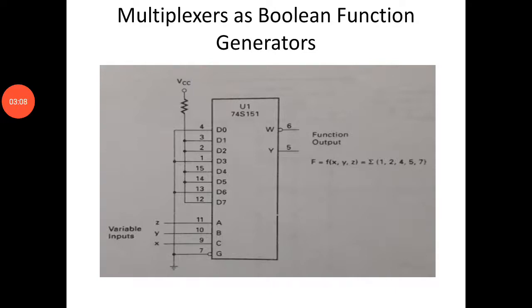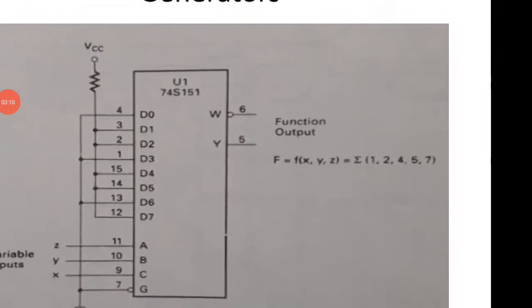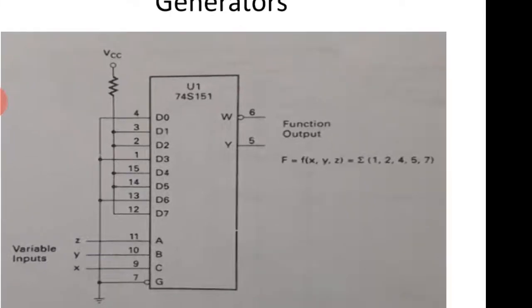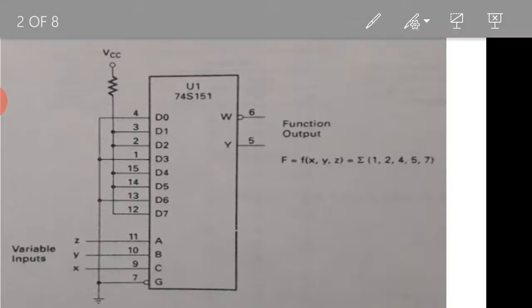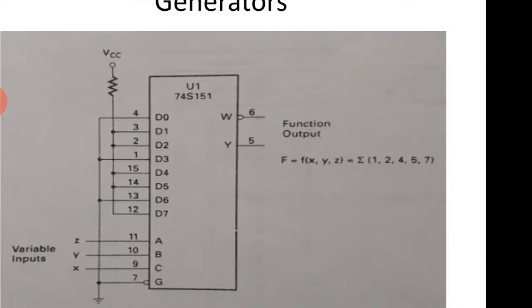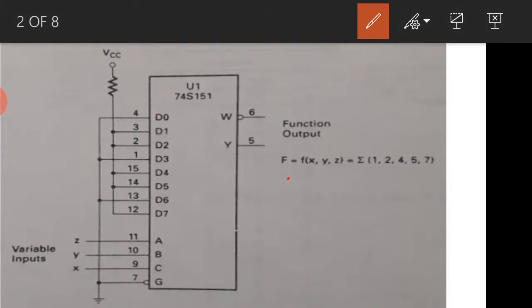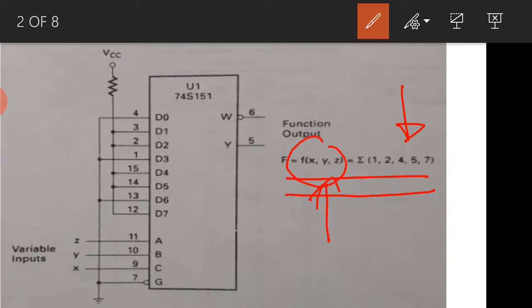As we know, Boolean functions can be represented in canonical forms, that is SOP or POS. Here is one Boolean function with 3 input variables and an output that should be 1 at minterms 1, 2, 4, 5, 7. This is a 3-variable function with 5 minterms.